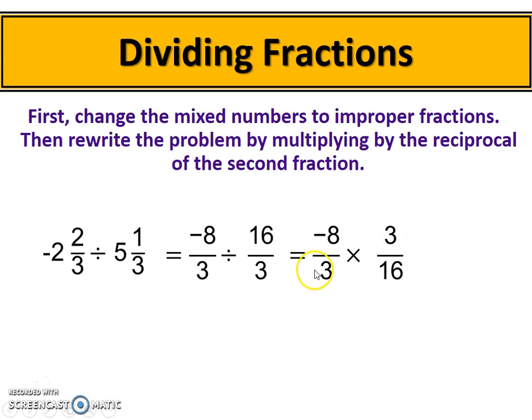All right, I see some common factors here. 3 and 3 can cancel out, leaving 1 behind. -8 and 16 can both be divided by 8. 8 goes into 16 twice, and 8 goes into -8 -1 times. And so now when I multiply across, I've got -1/2.